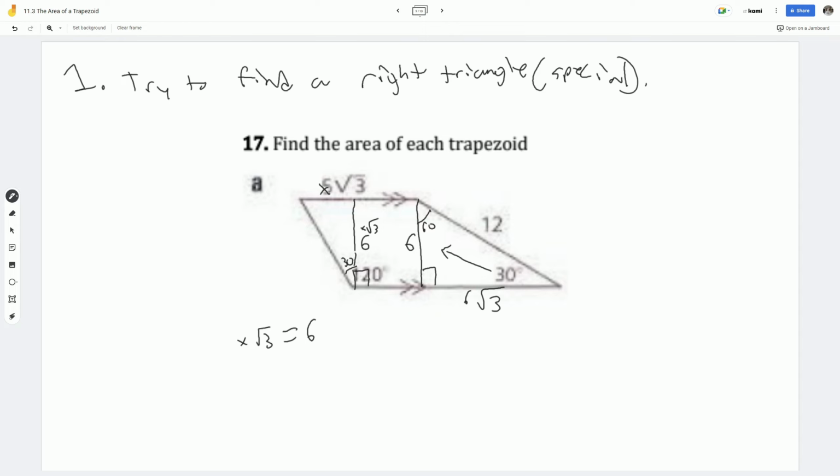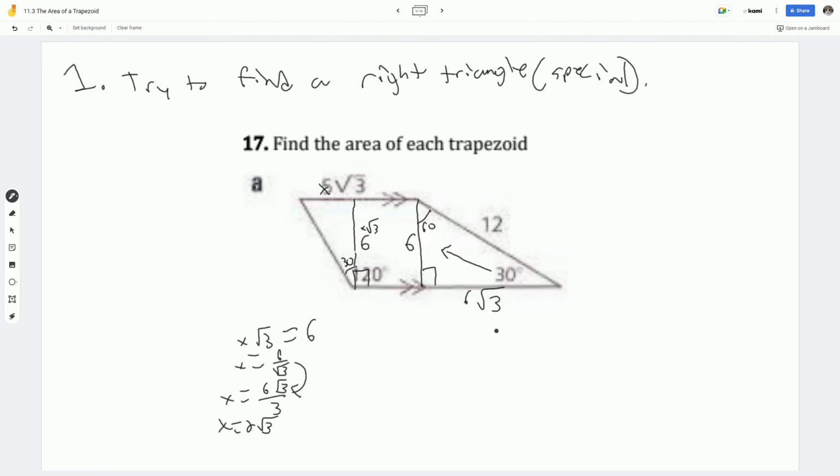X root 3 is equal to 6. We can solve it. X is equal to 6 over root 3. X is equal to 6 root 3 over 3. And if you don't know this step right here, I highly recommend watching a video on how to rationalize denominators. And we can simplify this even further, because 6 divided by 3 is 2. So x is 2 root 3.